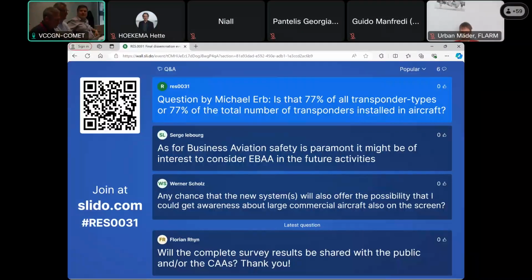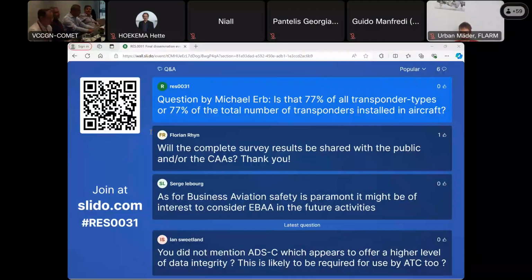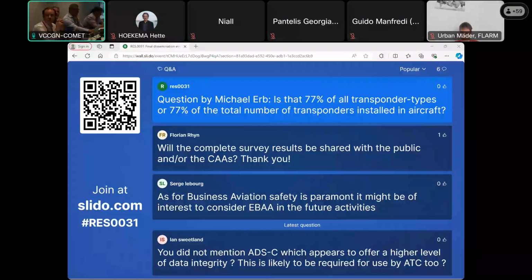Yeah, that was a question of our survey. We asked the 5 major manufacturers of transponders in Europe. We got answers from 4 of them, and one was not really usable. So 77% of all the transponders built, it was not only type related, it was just the number of all transponders which are upgradable, which are already sold and I guess installed in the aircraft. I hope that solves the question. Thank you.